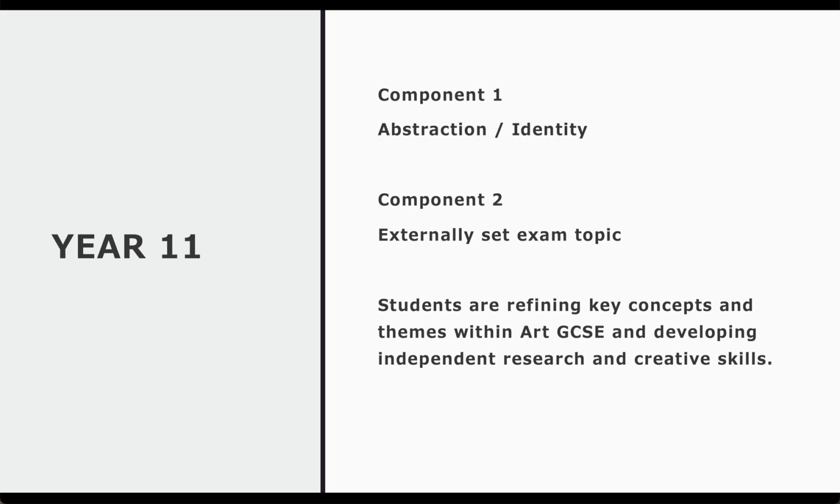Then in component two, which is your externally set exam topic, that will be released in January when you're in year 11, and they have a selection of questions and themes for you to choose from. And once you chose that theme, you will then focus on your project around that, and then you will create a final piece meeting that, responding to that theme. Students are refining key concepts and themes within Art GCSE and developing independent research and creative skills.